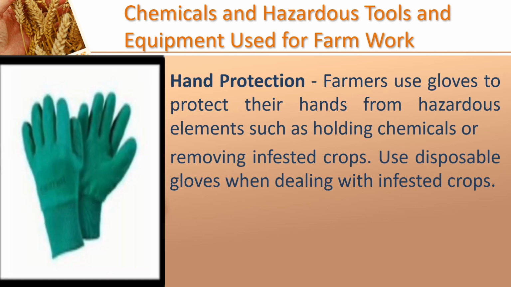Hand protection. Farmers use gloves to protect their hands from hazardous elements such as holding chemicals or removing infested crops. They use disposable gloves when dealing with infested crops.